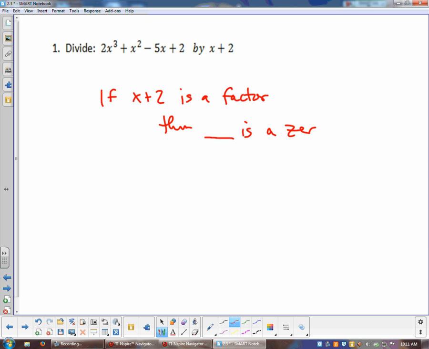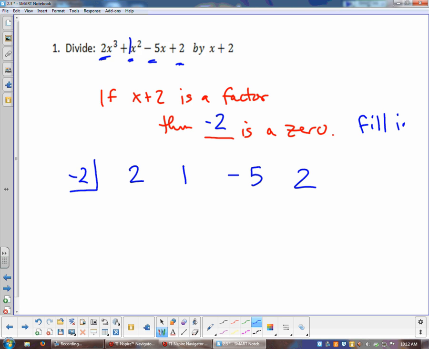All right, so to start off this synthetic division process, we're going to take this number, negative 2, and we're going to put it in a little box like this, and we're going to take the coefficients of the dividend. So this is a 1 here, -5, 2, and we're going to put them next to that box. If there were any missing terms, you'd have to fill in zeros for those.